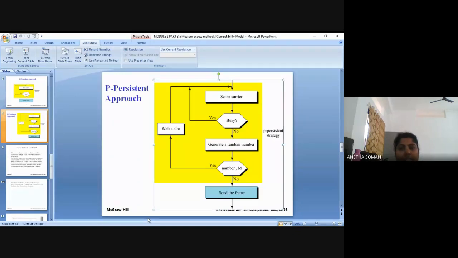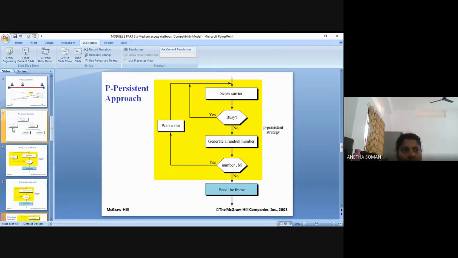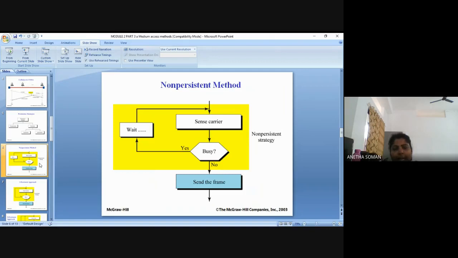Persistence means tirada. So you can have three different methods. One is called the non-persistent method. In the non-persistent method, you will first sense the carrier. If the medium is not busy, they will send the frame immediately. If it is busy, they will wait for a random amount of time. The waiting time differs from station to station, so it reduces the chances of collision.